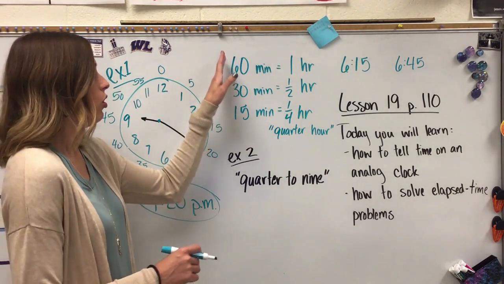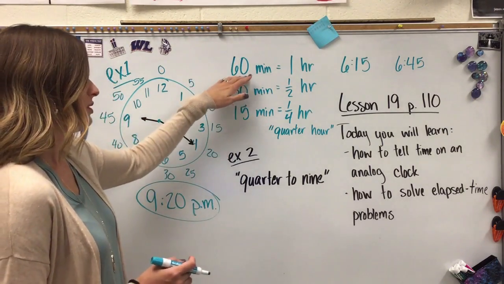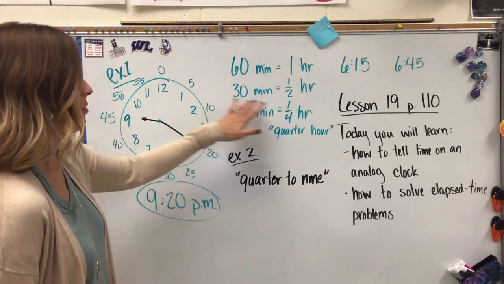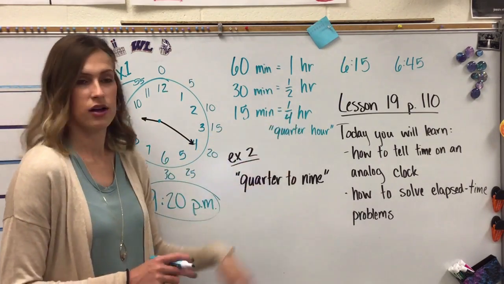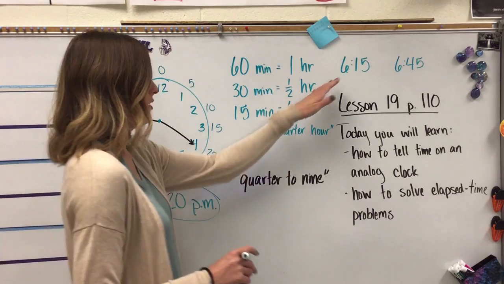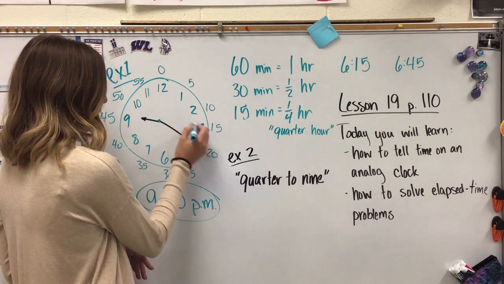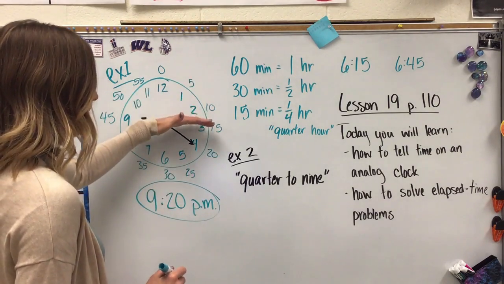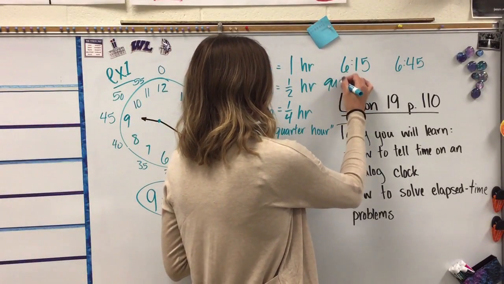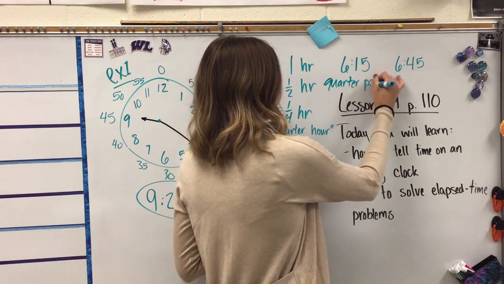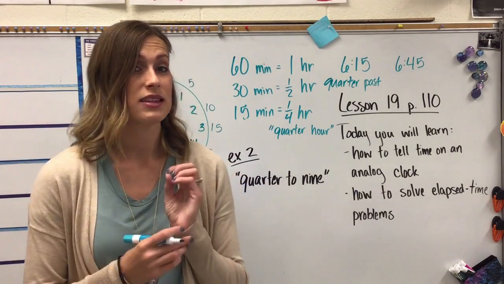Now, we have a different way to tell time also, instead of just saying the number. Well, 60 minutes is 1 hour, 30 minutes is a half an hour, so today we're going to focus on that 15 minutes is a quarter of an hour. So if we have something pointing at the 3 here, at 15, that would be a quarter of an hour. So if it was 6:15, we'd say it's a quarter past 6, right? Instead of saying 6:15, I can say it's a quarter past 6. Those mean the same thing.